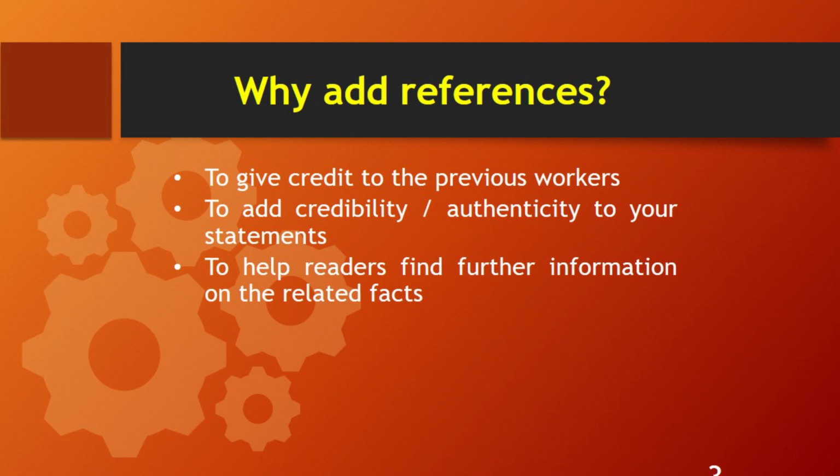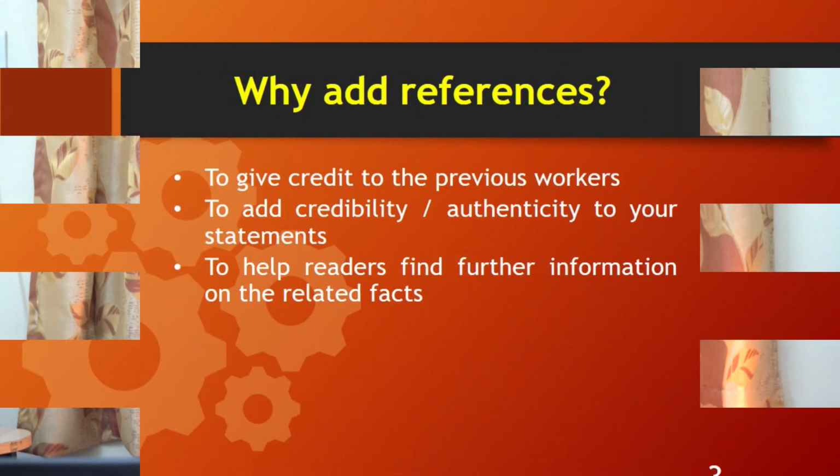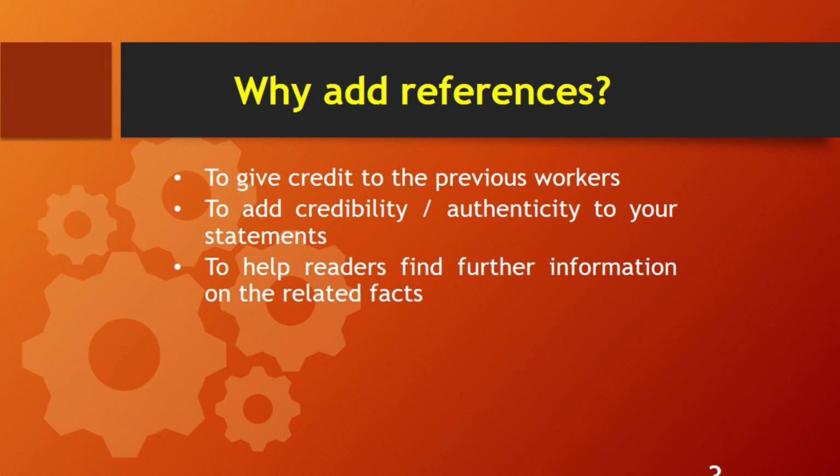Third purpose is to help readers find further information on the related facts. Any paper, if it contains some 20 or 25 references, for instance, there are 25 more papers that a reader is able to access. Each of these 25 papers will once again contain several references. So, in other words, the reference section gives a reader multiple avenues to read for further related information.